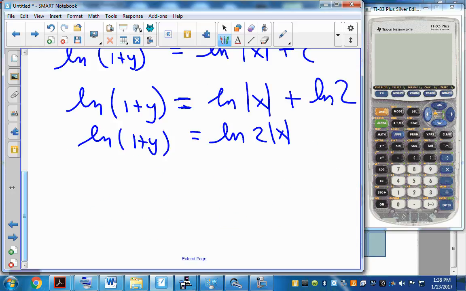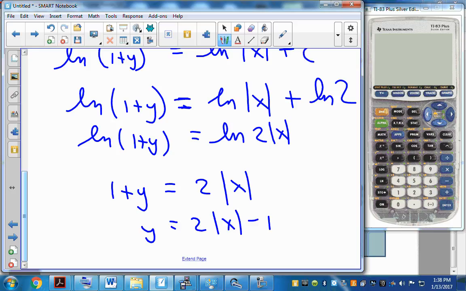Exponentiate both sides, right? So I get 1 plus y is e to the natural log of 2 absolute value of x. Right? But that's simply 2 absolute value of x. Yeah, so that goes pretty quick. 2 absolute value of x. So y is equal to 2 absolute value of x minus 1.